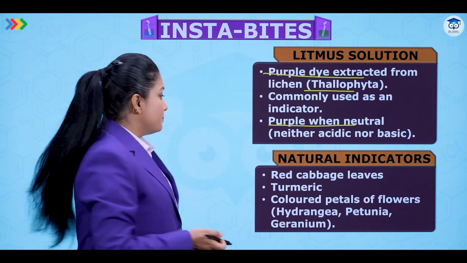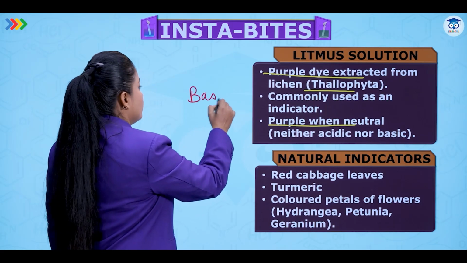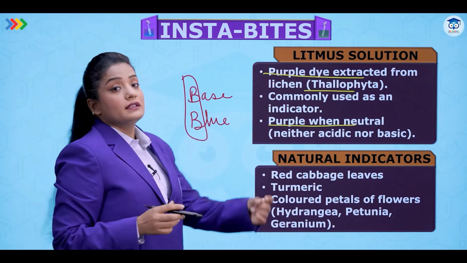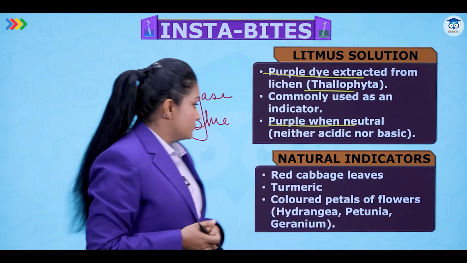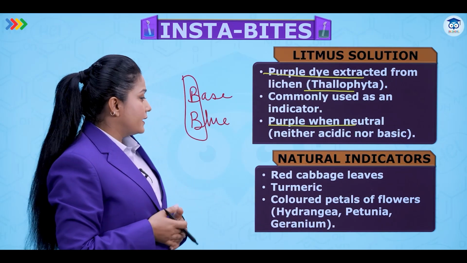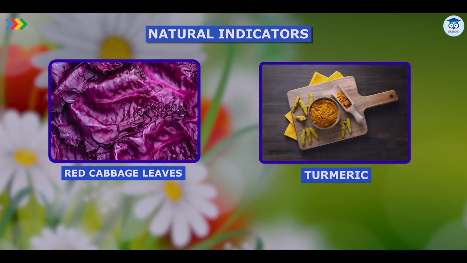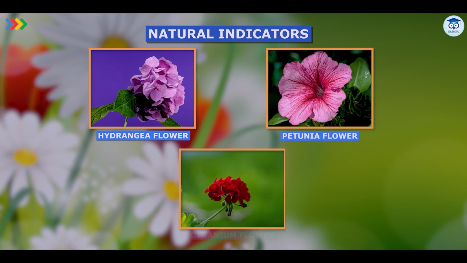You can remember it simply by the word B, base B and blue B. So this way we can remember that litmus is blue in color when added to bases. Talking about natural indicators, then we have seen red cabbage leaves, turmeric, colored petals of flowers like hydrangea, petunia and geranium. So these are some natural indicators.